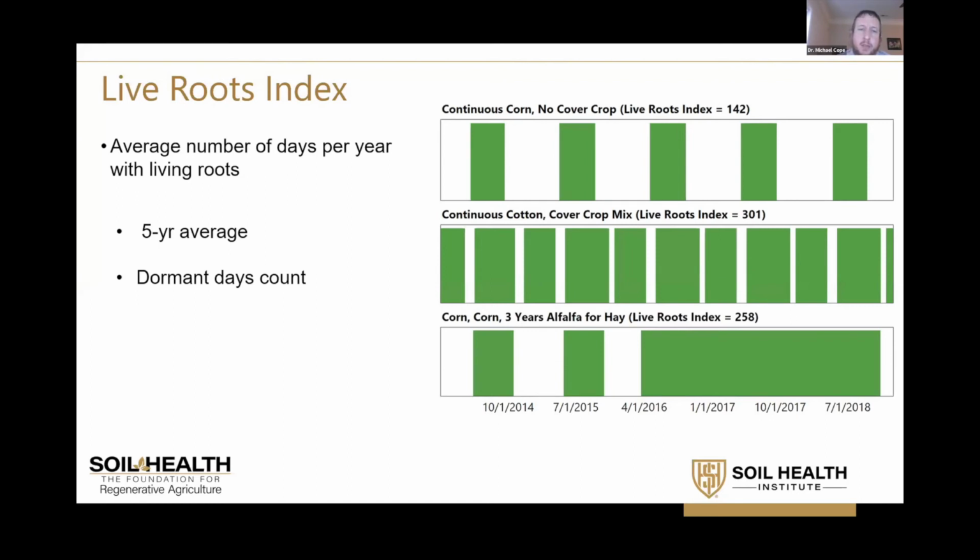But next we look at this corn, 3 years alfalfa for hay rotation. This is not considered a cover crop treatment, but because it goes into a 3-year phase where they grow a perennial crop uninterrupted for 3 years, that live roots index value at 258 gets pretty close to or may even exceed the live roots index values we see in some of our cover crop systems.